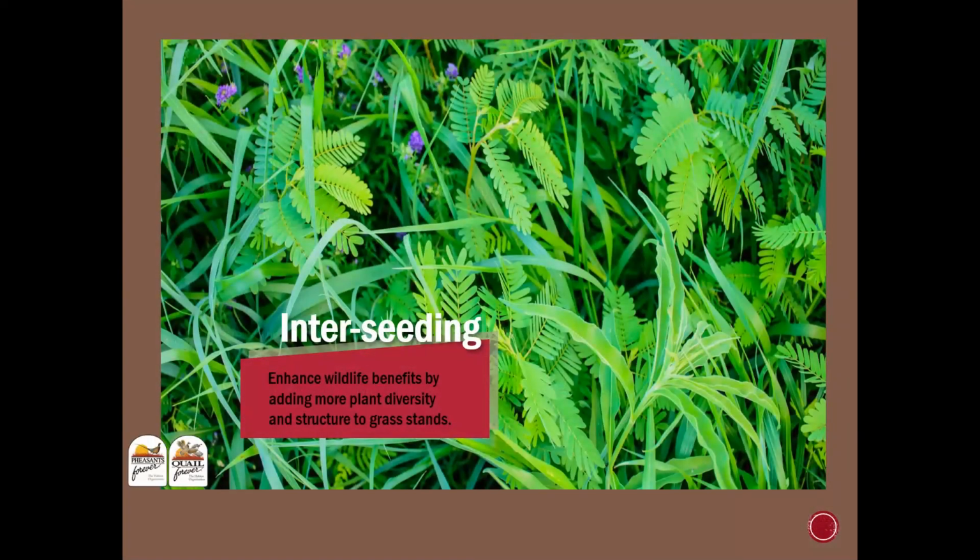Now we're going to be diving into interseeding. So interseeding definitely enhances wildlife benefits. It adds a lot more plant diversity and structure to our grass stands. So always keep it in your mind there. And I always like using it on top of some other managements.